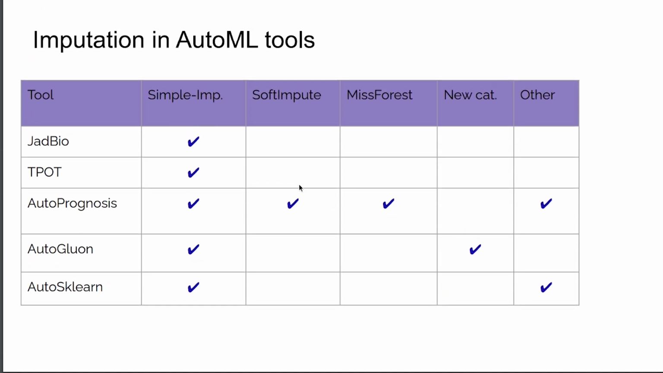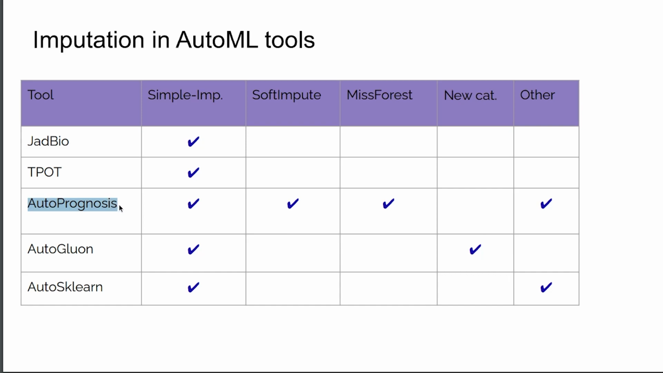So let's see what the AutoML tools currently use for imputation. The majority of AutoML tools rely on simple imputation methods such as mean-mode imputation. For example, JADBio, TPOT, AutoGluon, and Auto-sklearn use mean imputation and mode imputation or some variation of these. For example, TPOT and Auto-sklearn use median imputation, whereas AutoGluon uses for categorical features the new category method, which essentially creates a new category named missing.